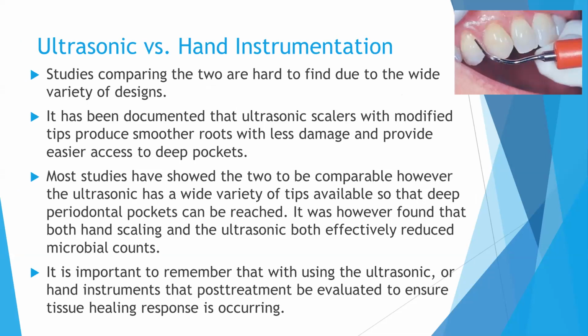So studies have shown, okay, do I ultrasonic, do I not ultrasonic, do I hand scale? And we've come 180 degrees from when I was in school for this, but studies comparing the two are really hard to find due to the wide variety of the designs. But it's been documented that ultrasonic scalers with modified tips, now those are the thinner tips and the left and the right, can produce smoother root surfaces with less damage and provide easier access to the deeper pockets because they are so thin. But most studies have shown that when the two are compared, about the same goals can be achieved. It was found that both hand scaling and ultrasonic both effectively reduce the microbial counts.